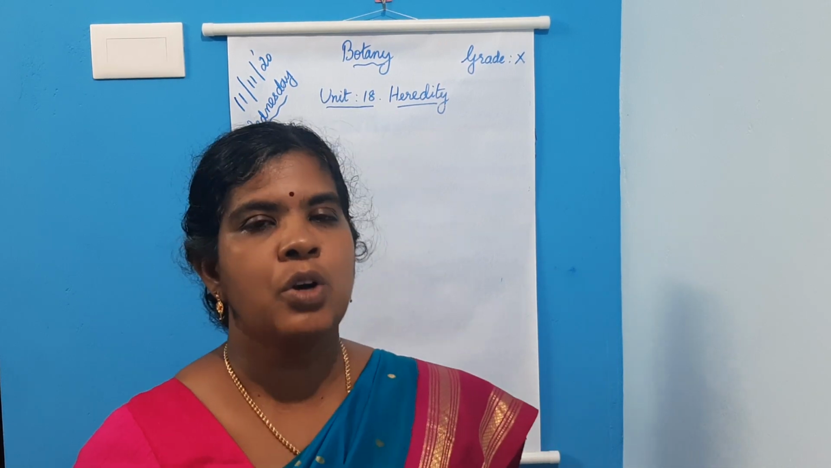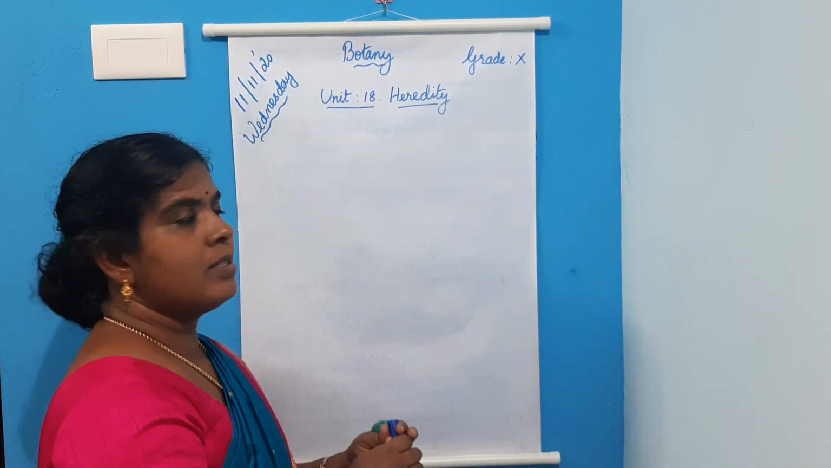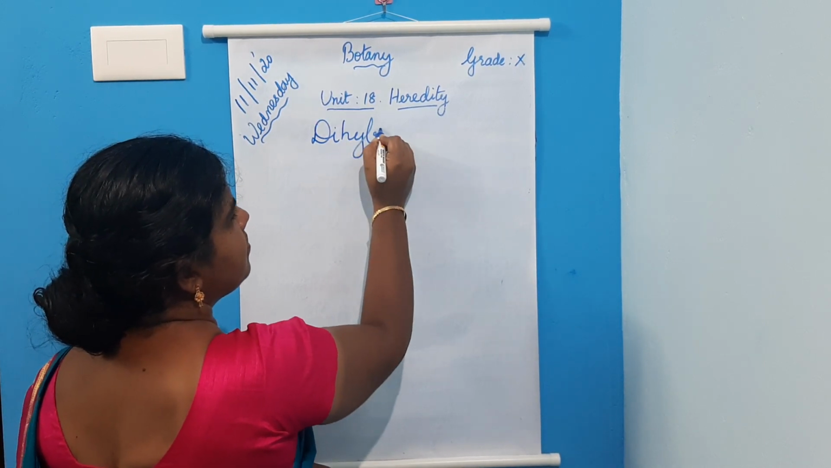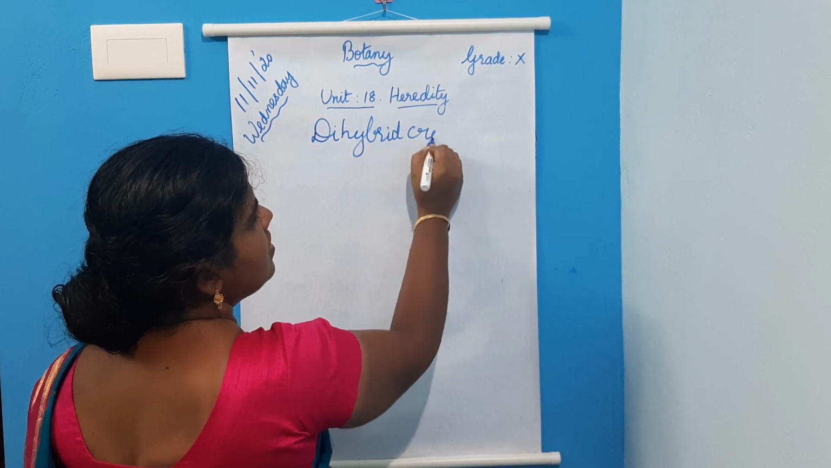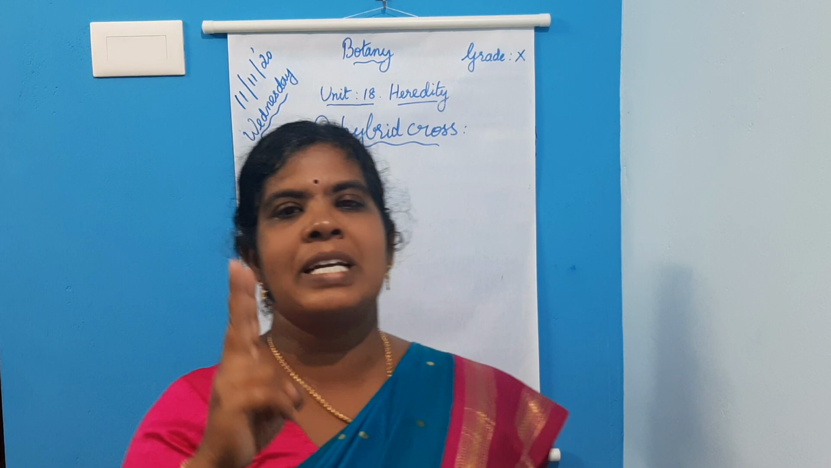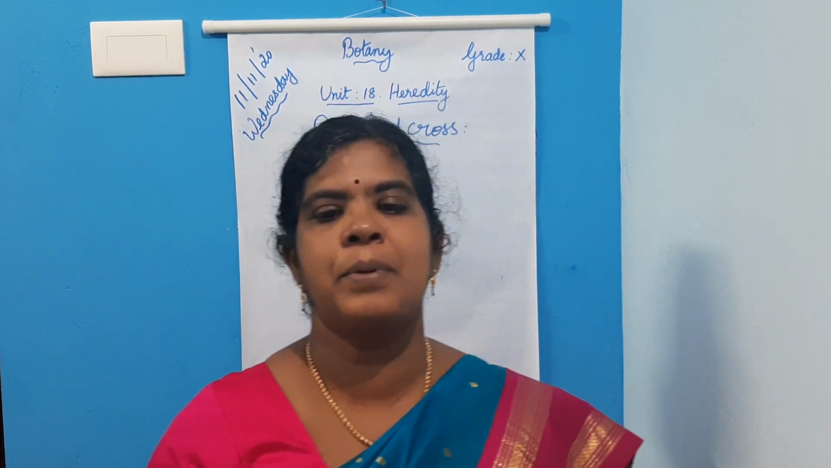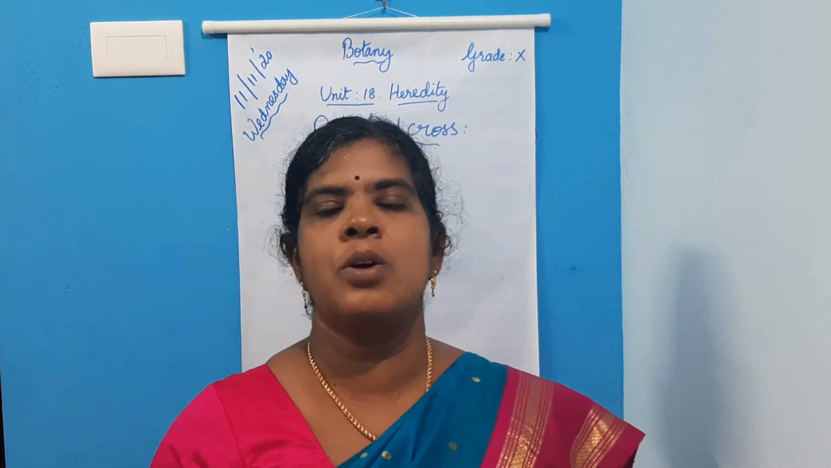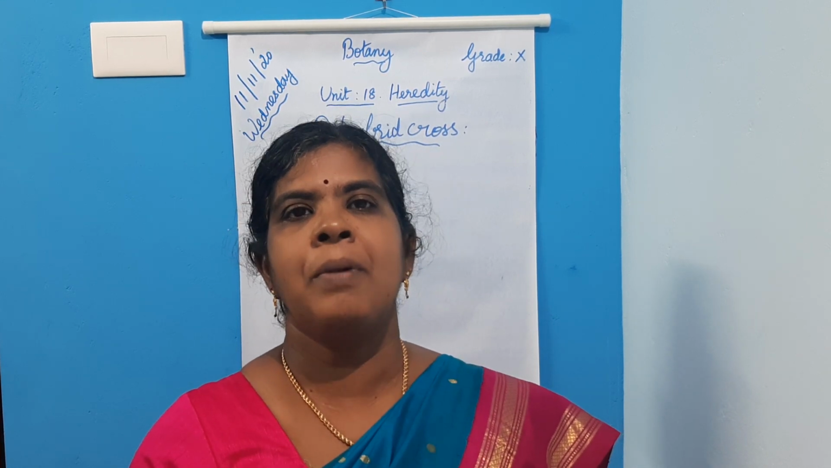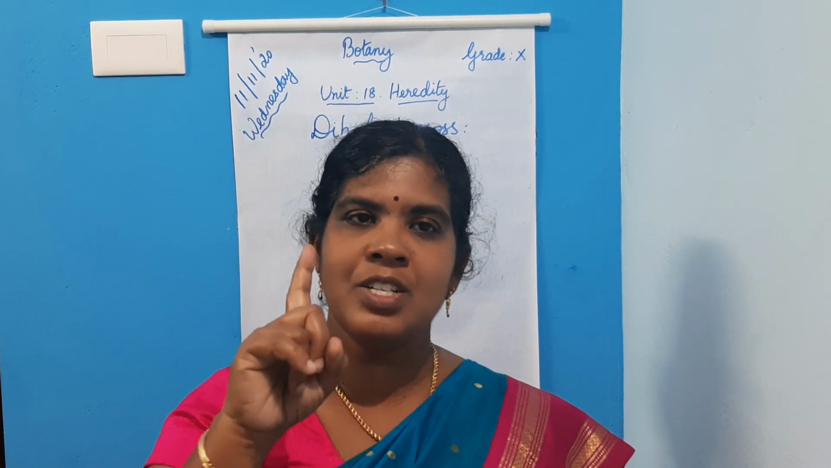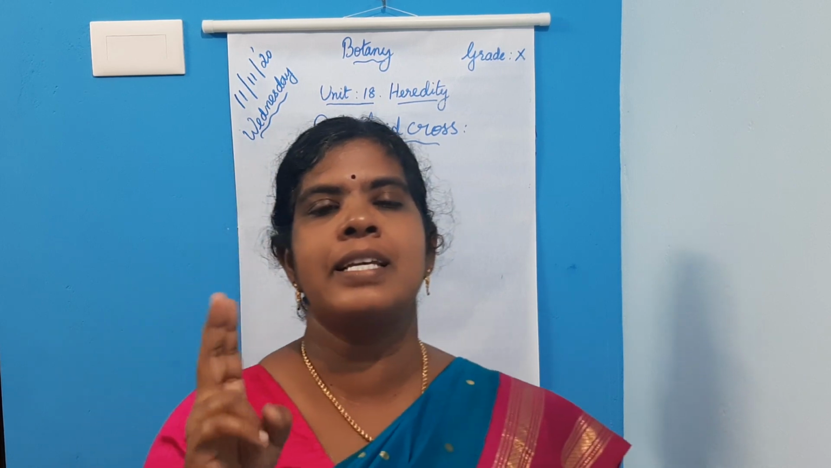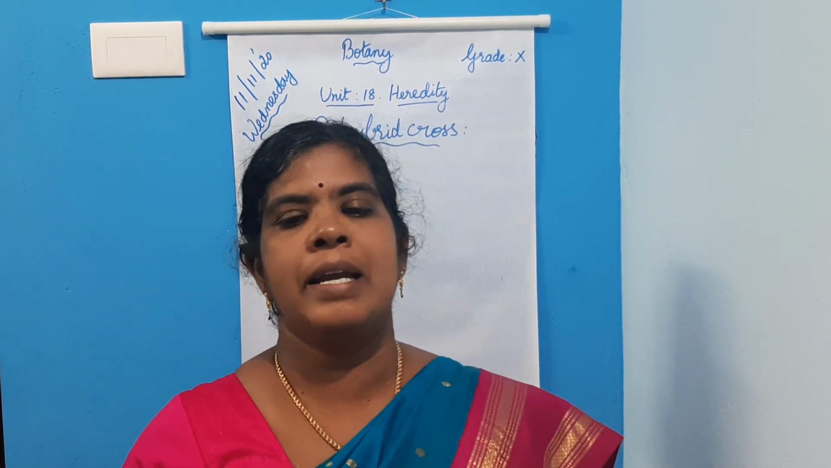So today we are going to learn about dihybrid cross. The crosses involving the inheritance of 2 pairs of contrasting characters are called dihybrid cross. The 2 pairs of contrasting characters chosen by Mendel are shape and color of seeds. One is the shape, another is the color of the seeds. These 2 characters he chose for this dihybrid cross.